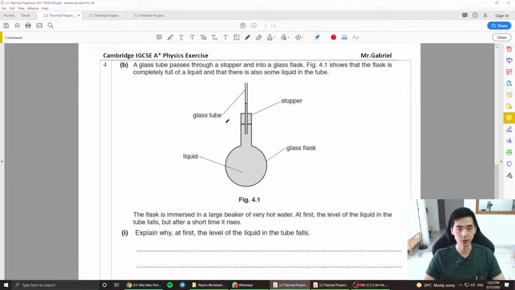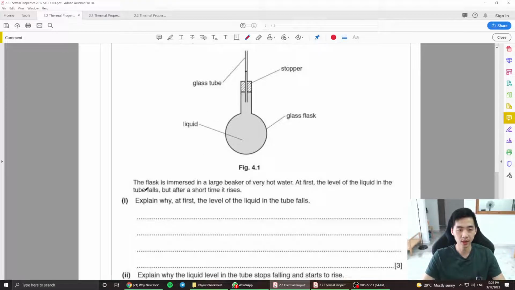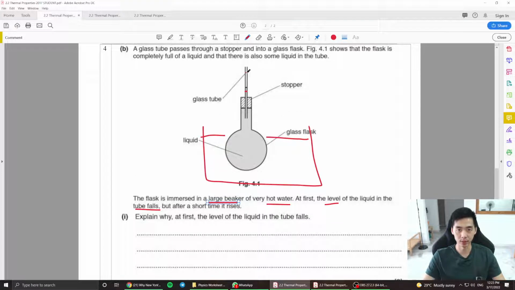Then looking at this next question here, a glass tube passes through a stopper into a glass flask. Figure 4.1 shows that the flask is completely full of a liquid, and there is also some liquid in the tube. Okay, so there's some liquid in the tube and a completely full liquid flask. The flask is immersed in a large beaker of very hot water. At first, the level of the liquid in the tube falls a little bit. After a short time, it rises upwards here.